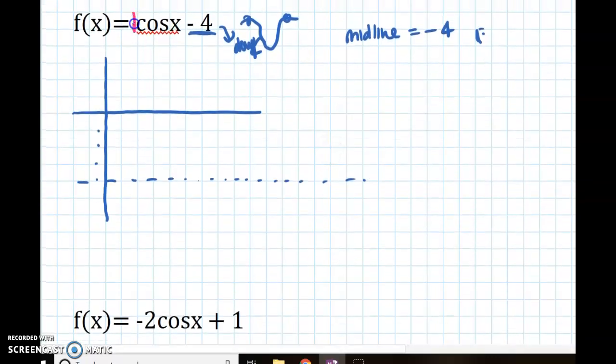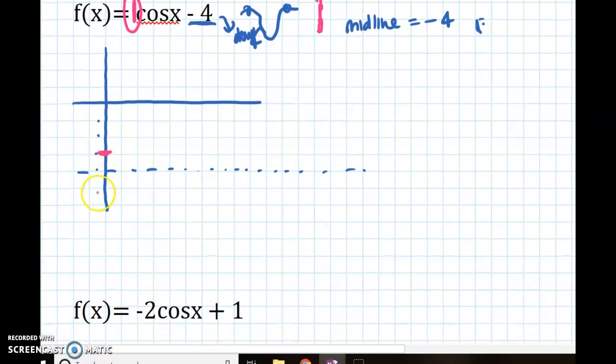I know that the amplitude of this particular graph is 1. So that means that my maximum of my graph is going to be 1 above 4, and my minimum is going to be 1 below 4. And now I just have to plot my points. Let's label my scale. Always make sure you label your scale. You want to make sure you get in the habit of it because in the future, you're going to have to adjust your scale depending on your shifts.